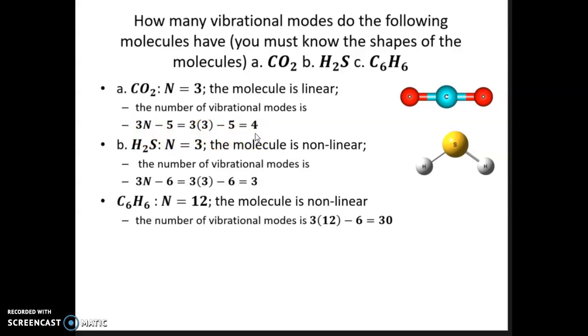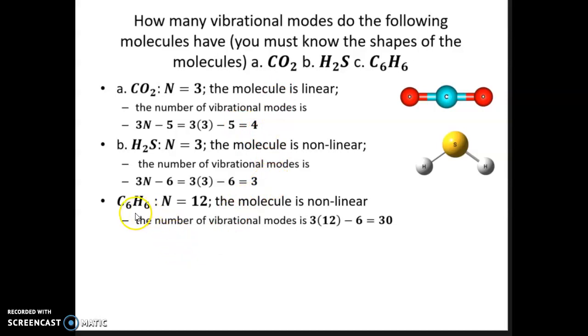H2S is a non-linear molecule, it's a bent molecule, so the number of vibrational modes will be 3n minus 6. That's the formula for a non-linear molecule, and we have the same thing for benzene, 3n minus 6. So for the H2S, the number of atoms is 2 atoms of hydrogen and 1 atom of sulfur. 3 times 3 minus 6, that's 9 minus 6, 3. So the linear molecule has more vibrational modes than the non-linear molecule.